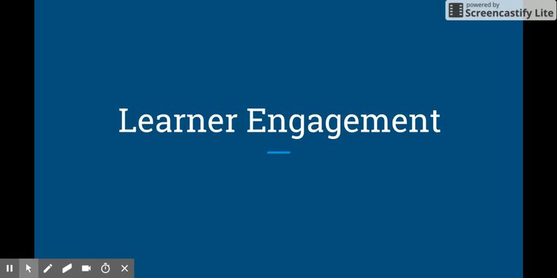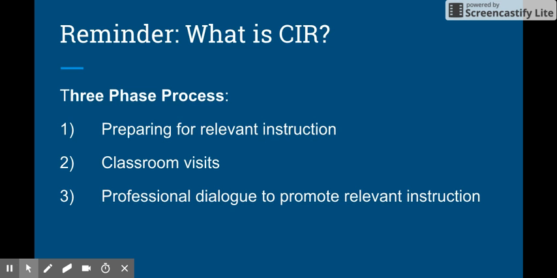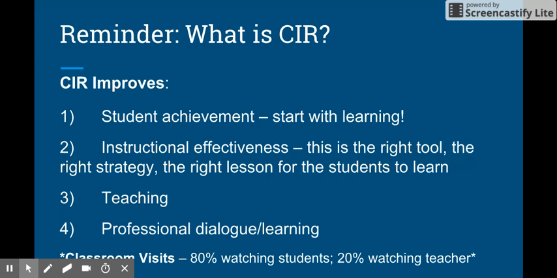We are getting ready to talk about learner engagement. Couple of reminders before we get going. This is a three-phase process. So the beginning of this one, we are preparing for our instruction. Then we will have the classroom visits, and we will end those with the professional dialogue in order to promote our instruction. And again, just a reminder as to why we are doing this is improve student achievement because we are focusing on the learning.